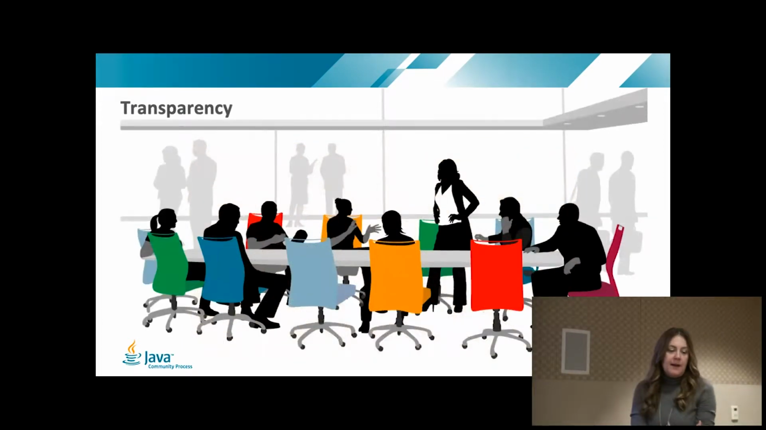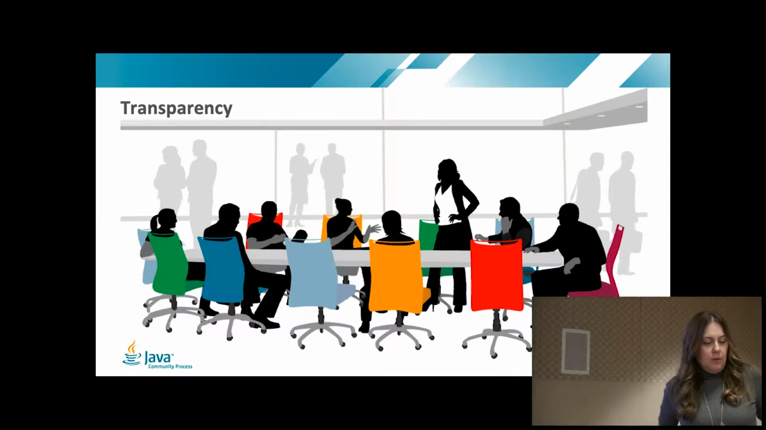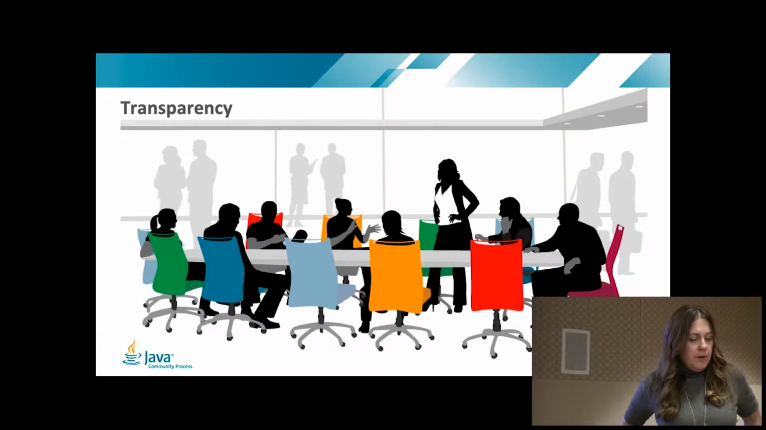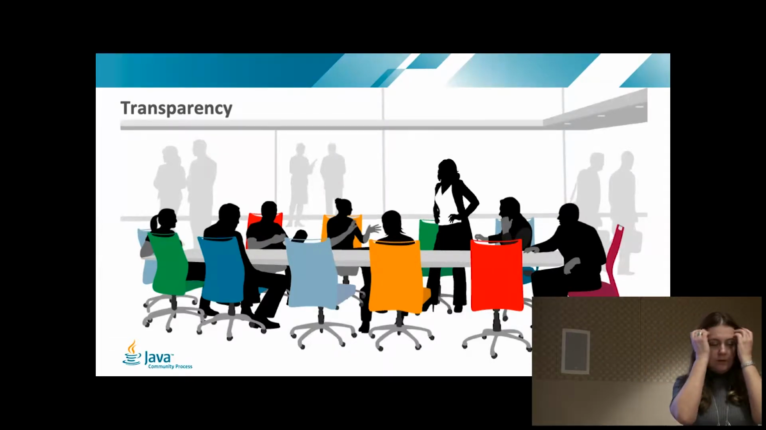That means that I lead a project and the Executive Committee is my expert group, and they vote on it just like they would vote on any JSR going through the JCP. So no one can randomly change the rules. It needs to go through the same process.